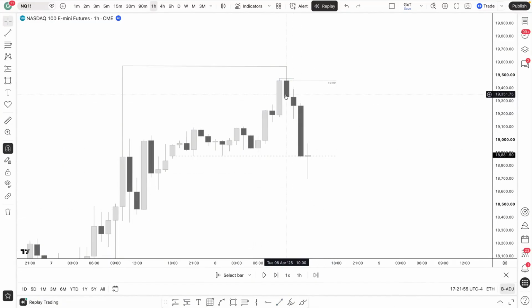Here we are on the hourly time frame. And as you can see, it is confirmed by this hourly C2 closure. We expect that to be the high of 10 a.m. and then trade the expansion of 10 a.m.